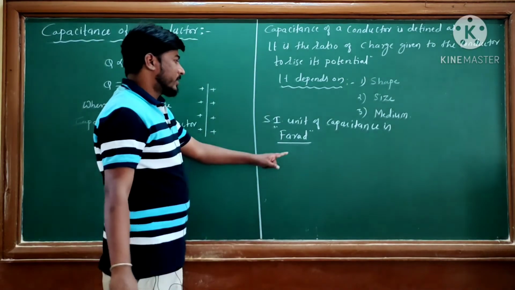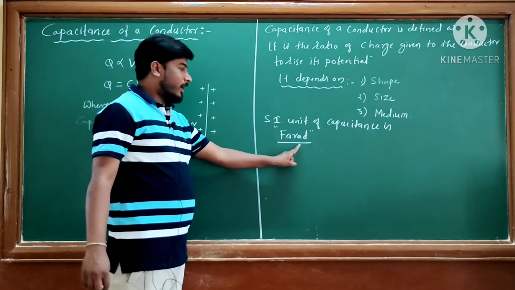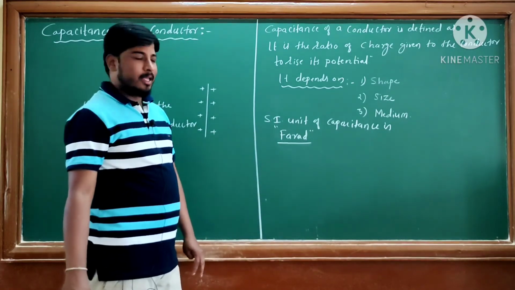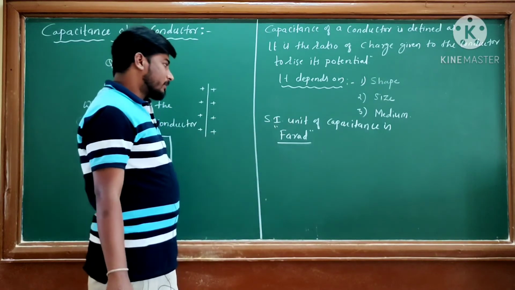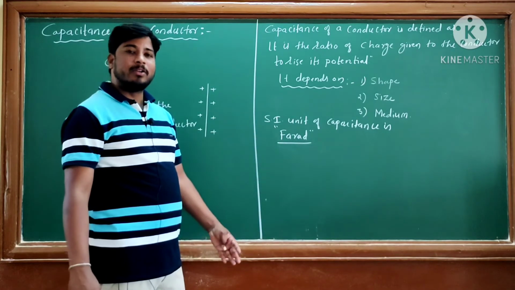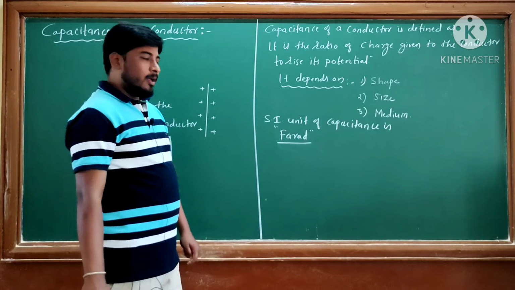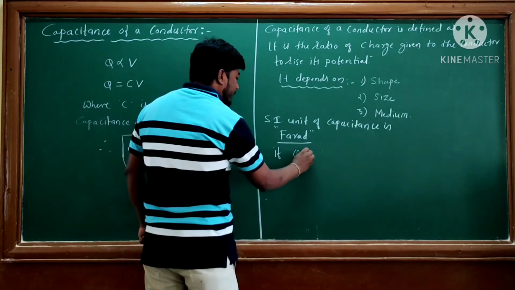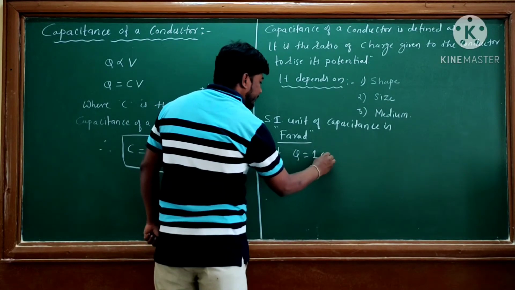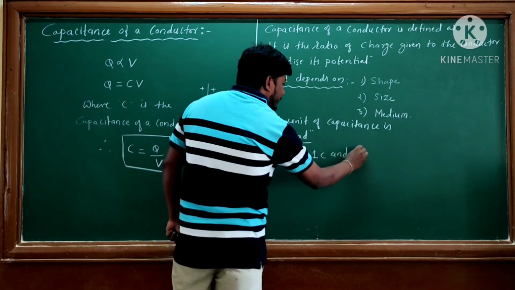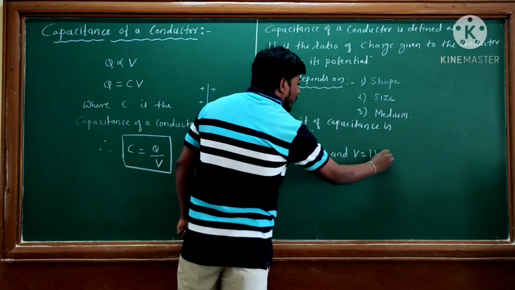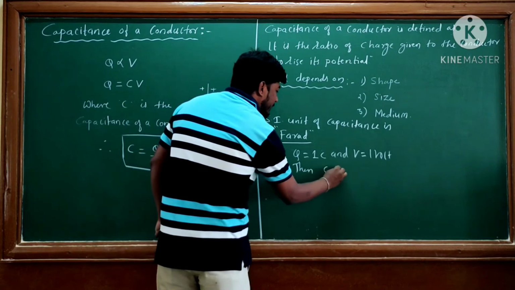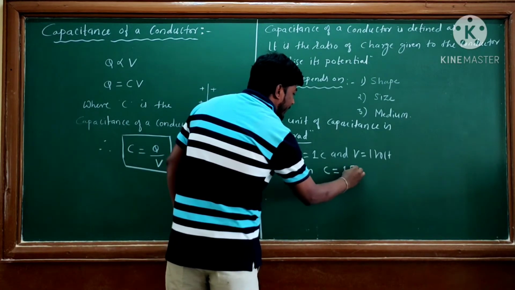SI unit of capacitance is farad. F-A-R-A-D, farad. It is the SI unit of the capacitance of a conductor. Now, when can I say that it is 1 farad? If Q is equal to 1 coulomb and V is equal to 1 volt, then C is equal to 1 farad.